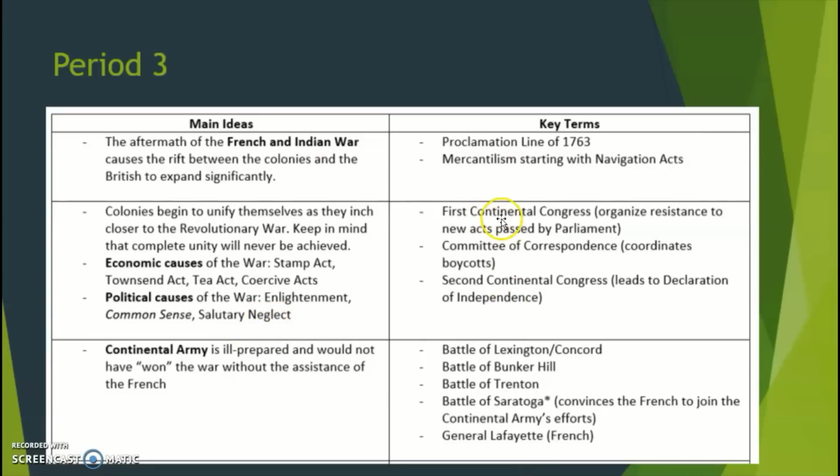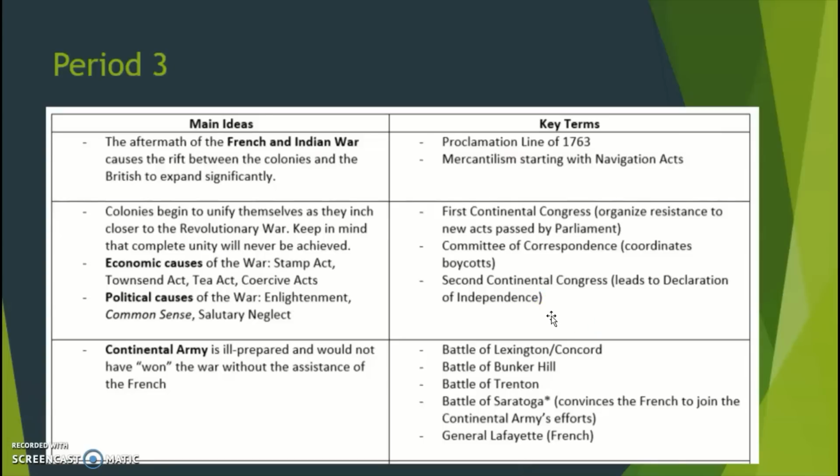So we see some attempts for the colonists to come together. We see this in the First Continental Congress. We also see this with respect to the Committee of Correspondence, coordinating boycotts. It's going to be one of the primary methods that's going to be used prior to the Revolutionary War. And then once we have the Second Continental Congress, we will essentially be leading to this Declaration of Independence.